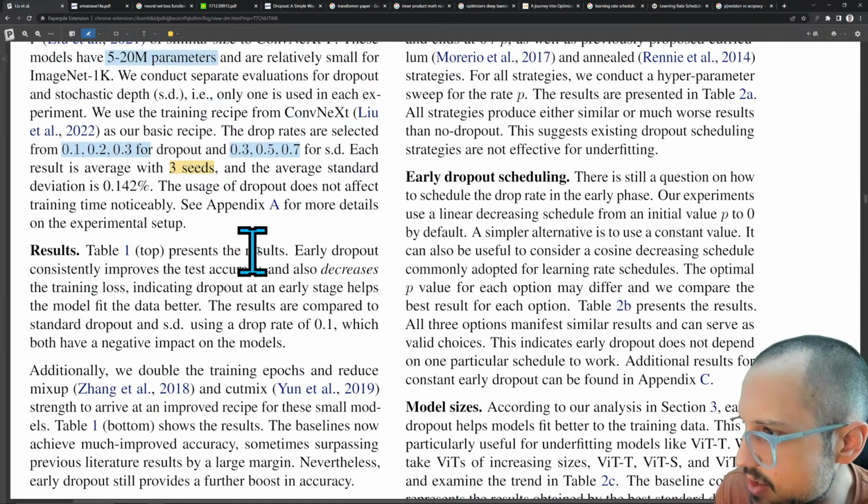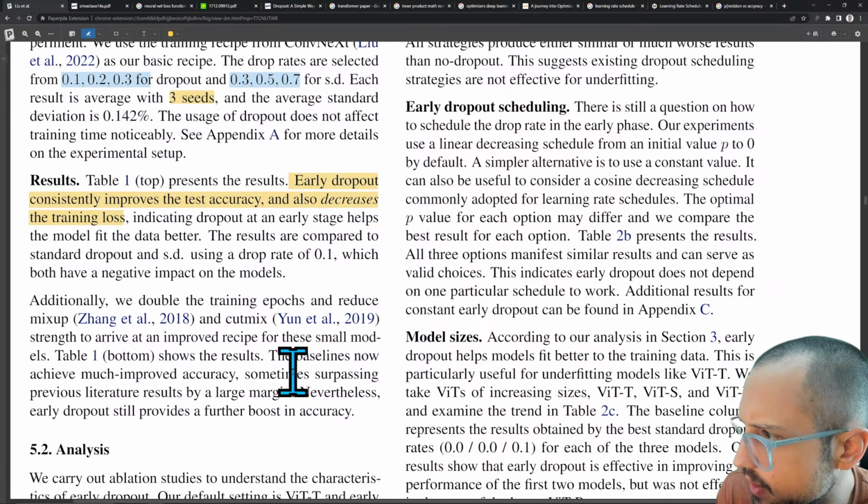Results. Table 1 presents the results. Early dropout consistently improves the test accuracy and also decreases the training loss. We doubled the training epochs and reduced mix-up and cut mix. So these are data augmentations.